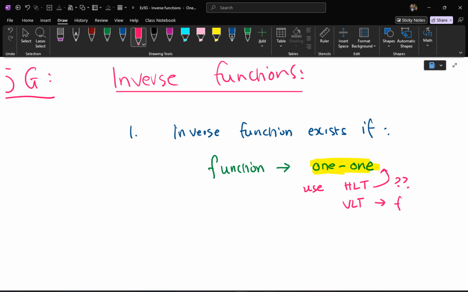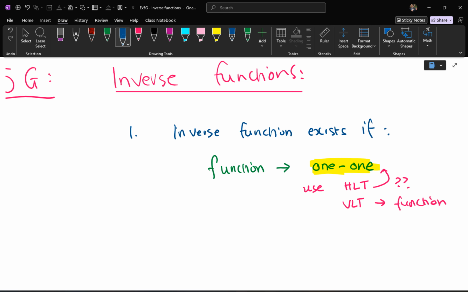Very good. It's a function or not. But yes, it also tests if it's a relation. Because if it's not a function, then it's a relation. Okay, so if you do a vertical line test, crosses twice, that's a relation. Crosses once, it's a function. All right? So that was the first thing that you needed to know.